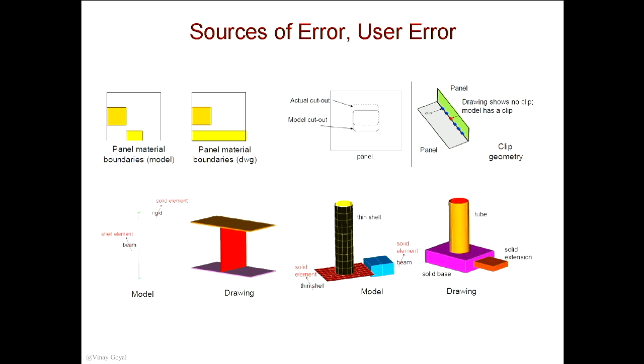Here, this base may look like a plate. Sure, it looks like a plate, but the aspect ratio is not such that this dimension is thinner than the others. So we've got to be careful. In this case, I would represent this with solid elements, as an example.